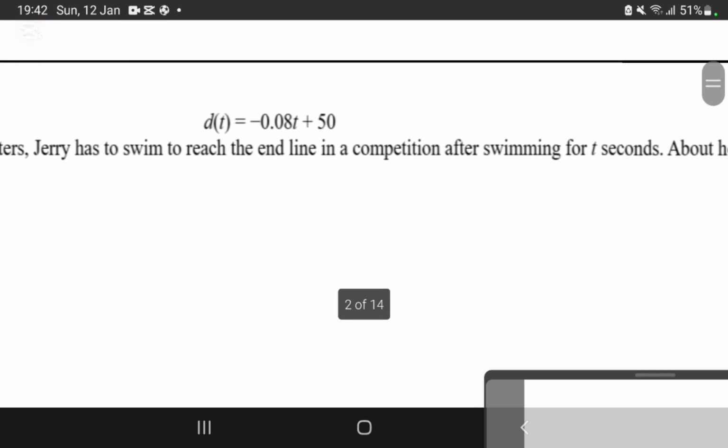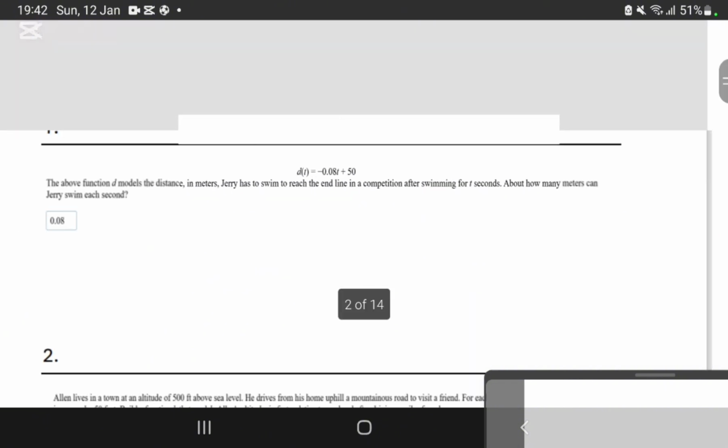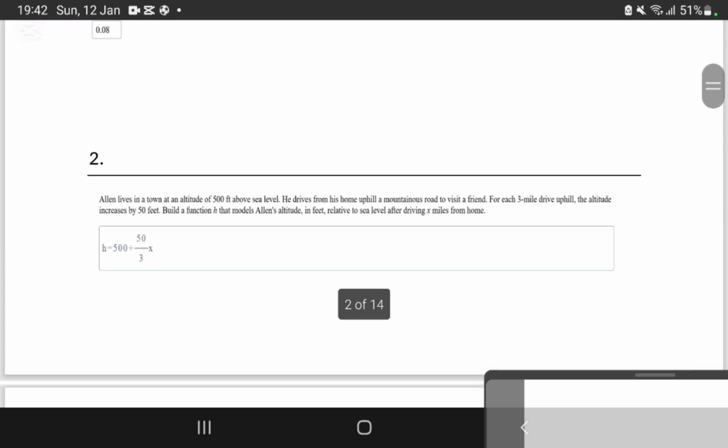So it shows here that Jerry can move 0.08 per second, or per unit time, whatever.